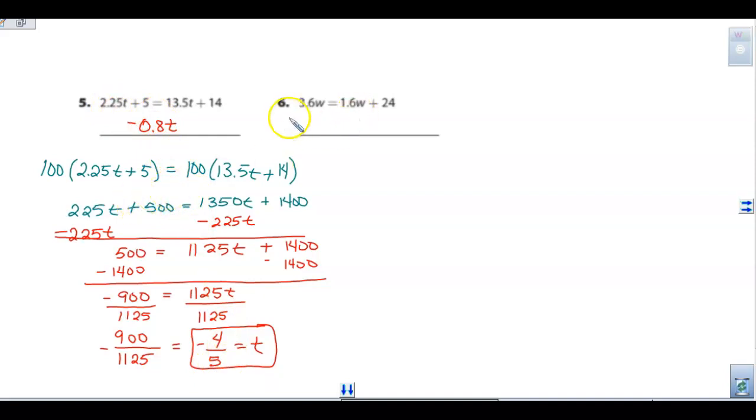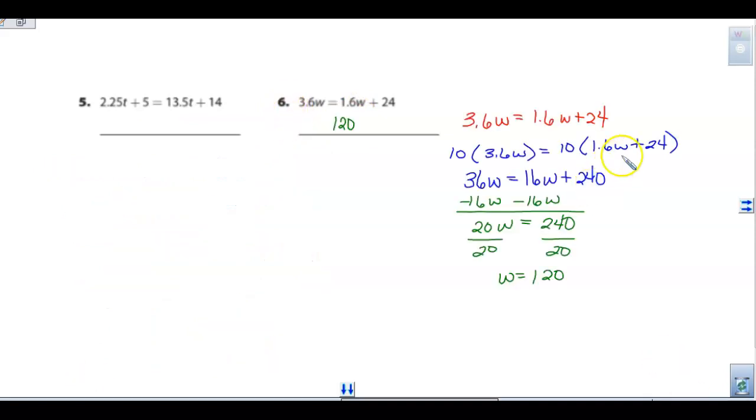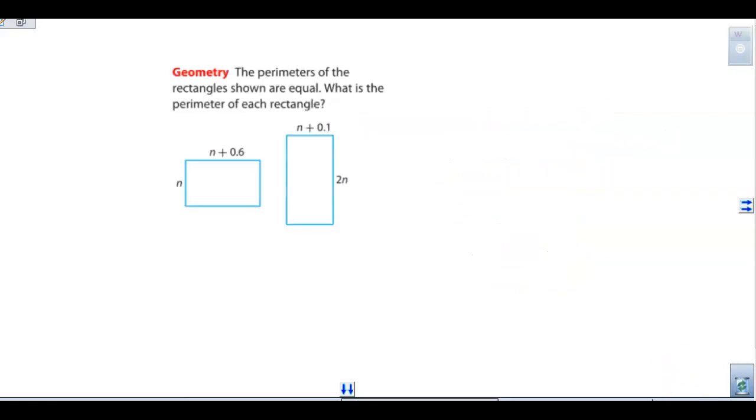Now take the time to work on 6 and check back to see if you got the same answer. So you should have found that you would multiply both sides of the equation by 10 to reduce the decimals, and once you solved it, you should find that W equals 120. This one is finding the perimeters of the rectangles that are shown. Says that they are equal. What is the perimeter of each rectangle?